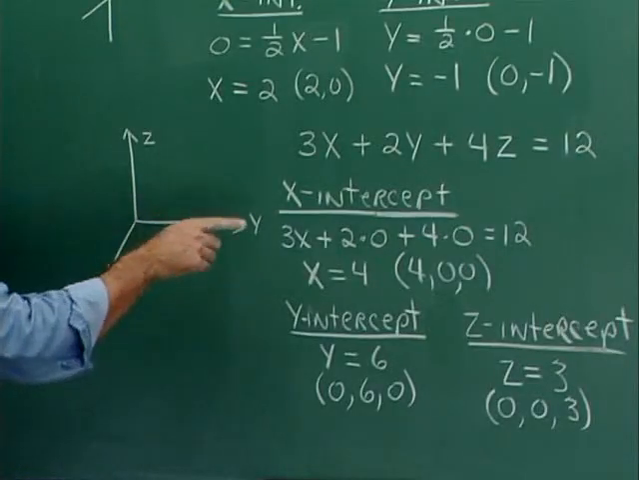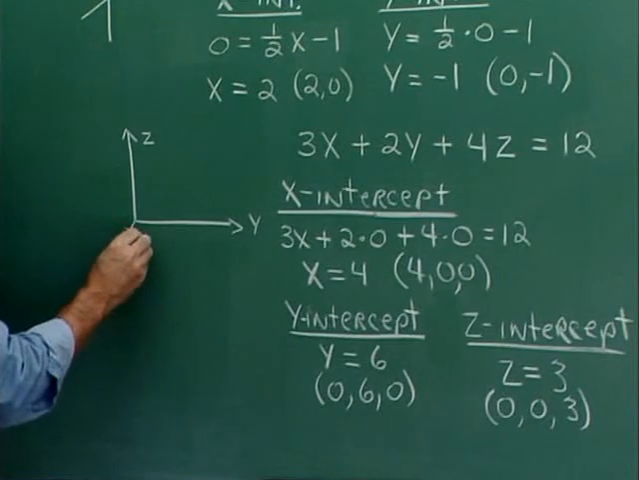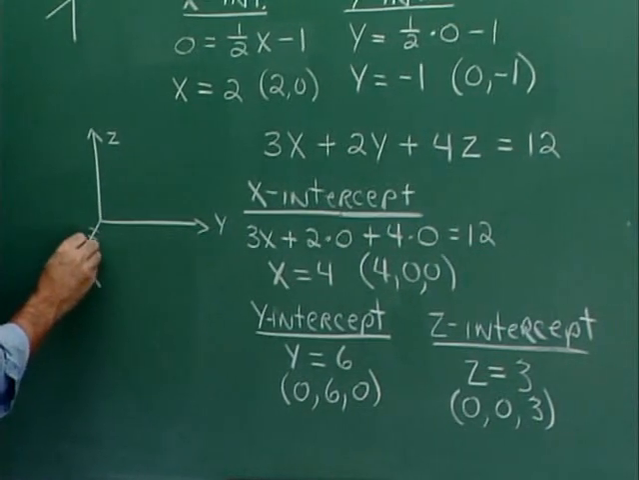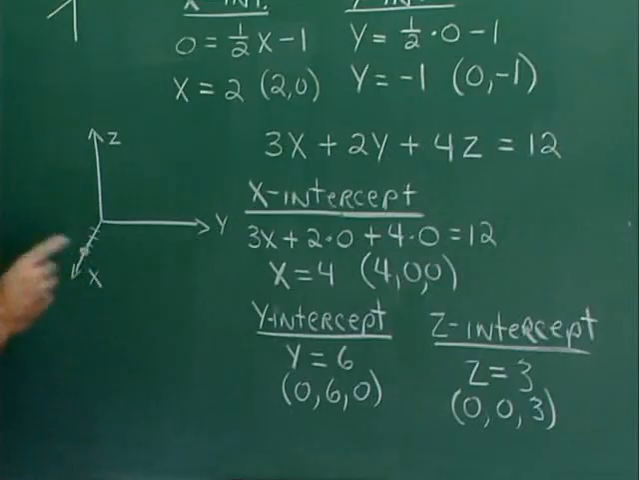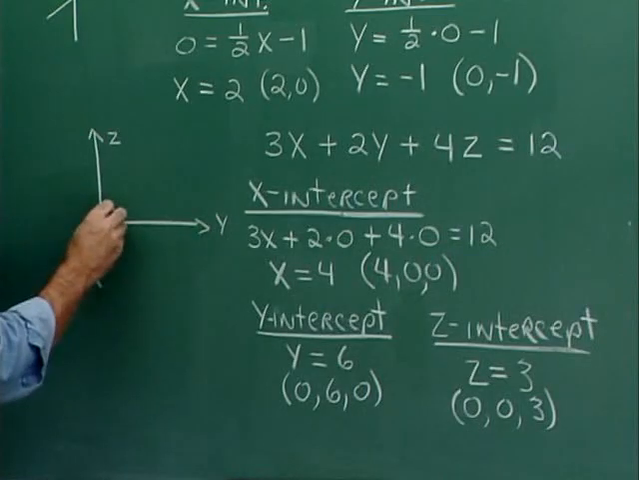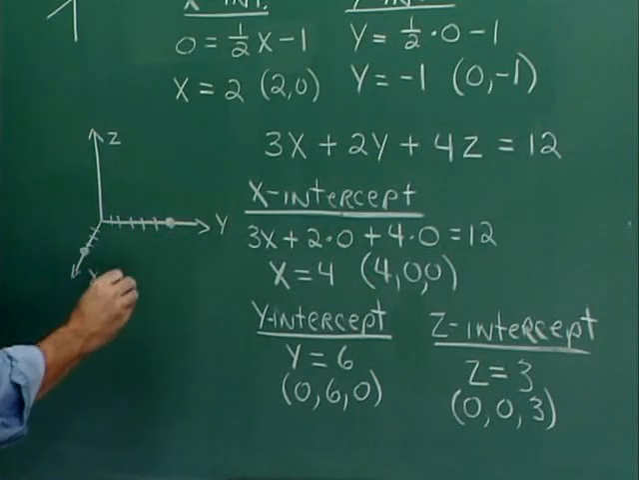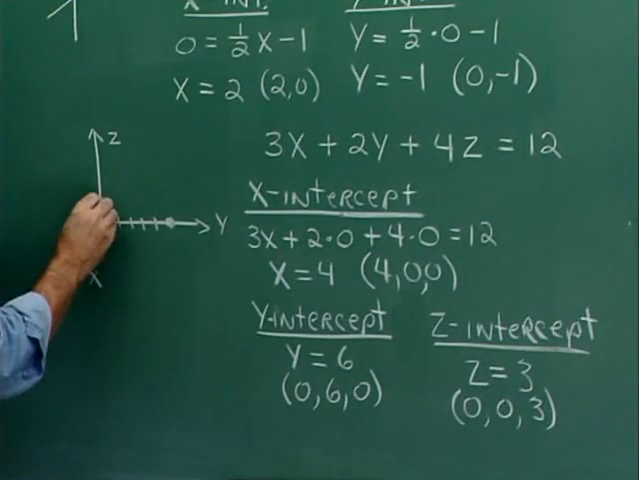Let's see, we have the point 4, 0, 0. Let's see, 4 for x means we come out this way to 4. We have the point 0, 6, 0. Let's see, 0 for x, 6 for y. About right here, let's say. And then z is 3.